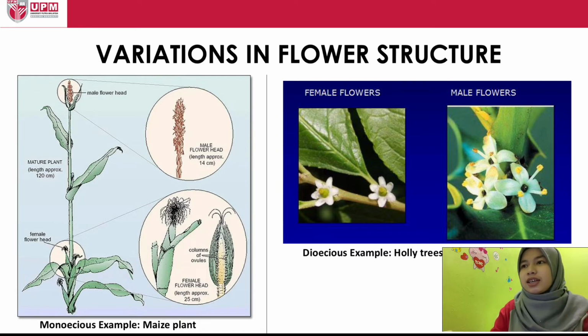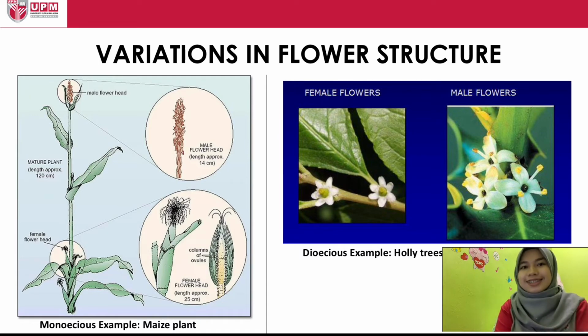As you can see here, the female flowers only contain the female portions, while in the male, you can see the anther and also the filament, while in the female, you can clearly see the stigma.